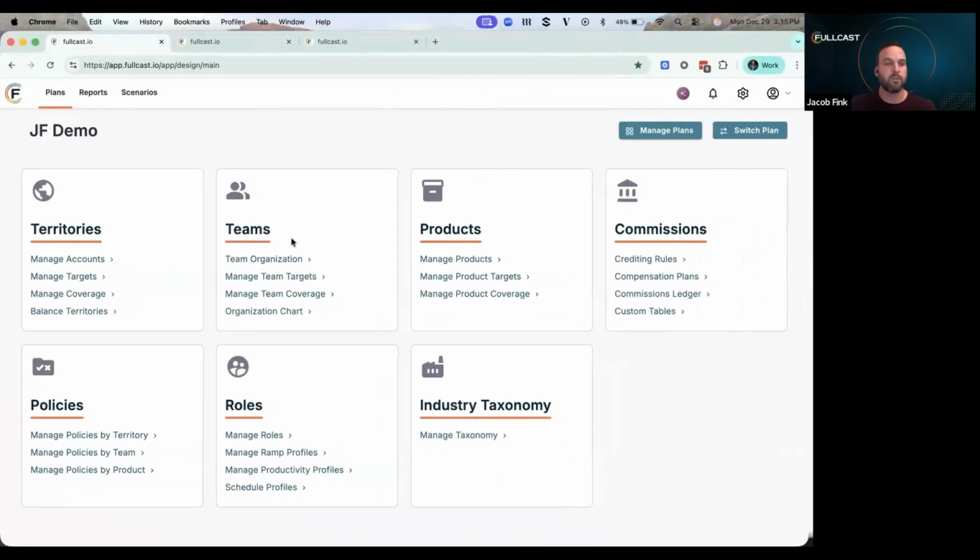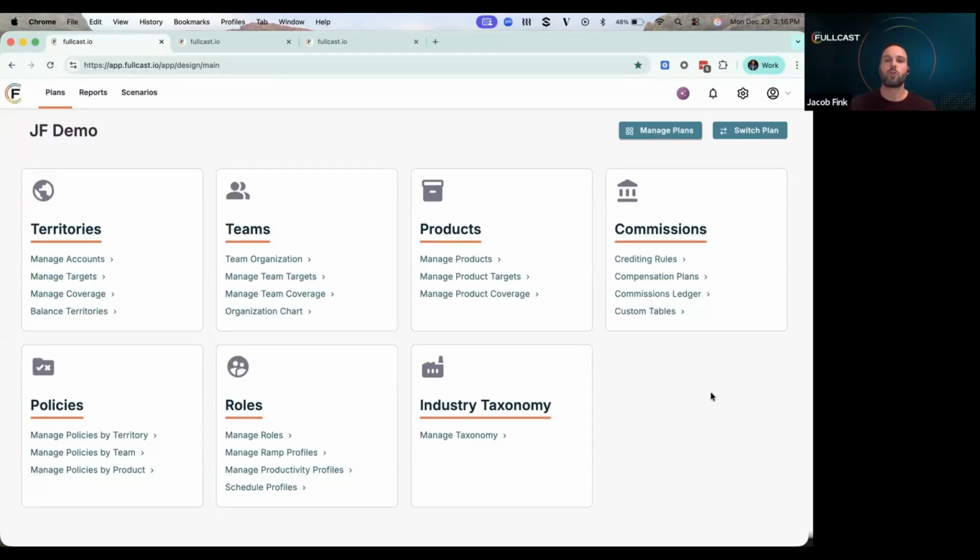So what we're looking at here is the Fullcast homepage. Obviously, there's a lot going on within Fullcast as there is a lot of breadth to the platform. So for now, we're going to focus on this box in the top right around commissions. And you can think of commissions as two critical elements. There's the crediting rules, which help to dictate which specific transactions are going to be associated with the individual sellers. If there are splits, they could get portions of that transaction in terms of their credit. And then there's the comp plans and how they are going to get paid based on the transactions that they have now gotten credited for.